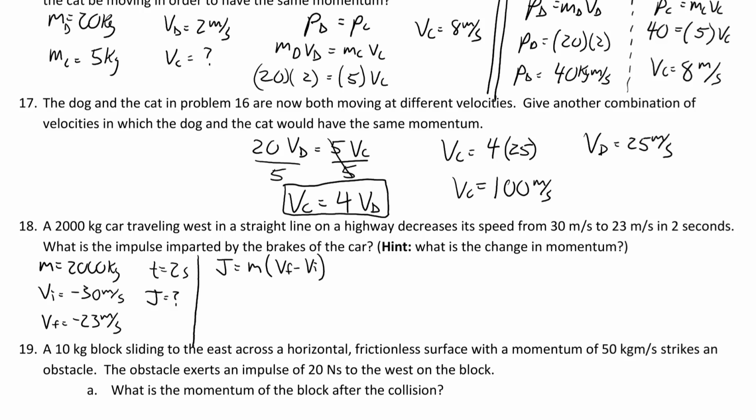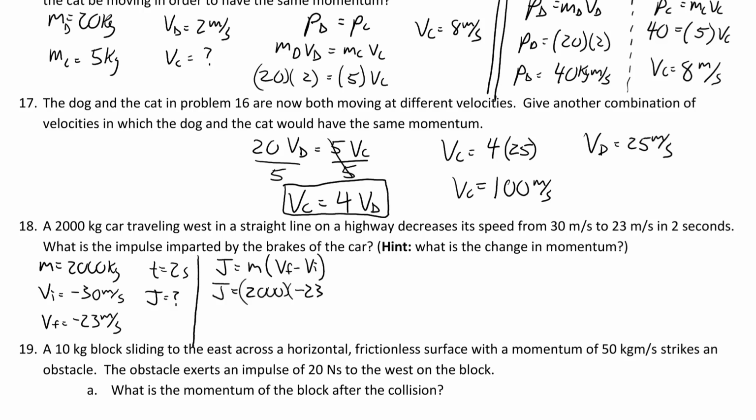Now that we know the givens and the unknown and we have an equation, the next step is to just substitute. See how the guess method kind of helps us here? So we're substituting in 2,000 kilograms. It's always VF minus VI in that order. So the final velocity is negative 23.